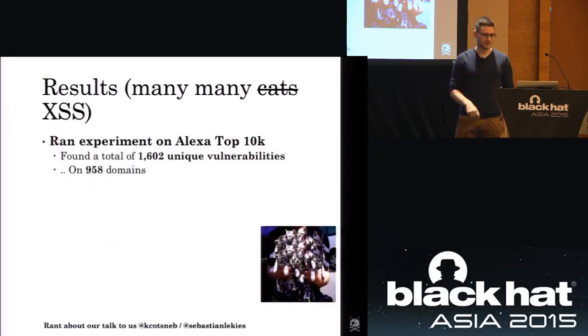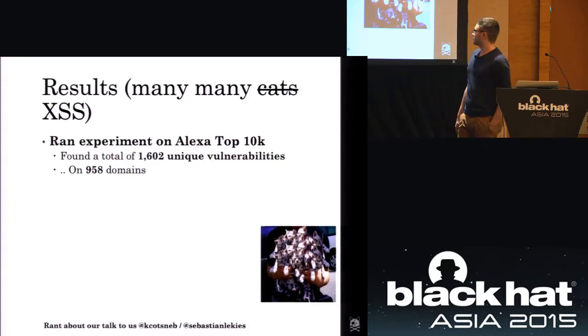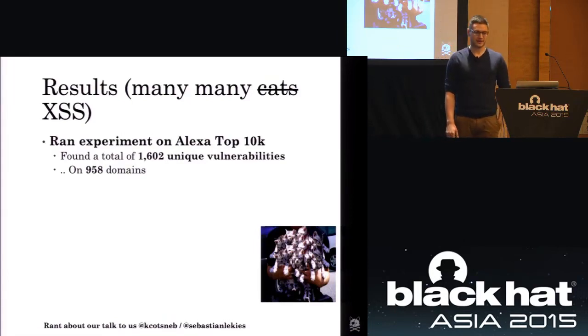And the results were actually like this. We ran the experiments on the Alexa top 10K, went down 2 pages from the main page, so-called depth 2, and found over 1,600 unique vulnerabilities on 958 domains. That means almost 10%. And we know that we don't have any assurances in terms of code coverage because we're just executing the site as is. We're not trying anything like fuzzing.